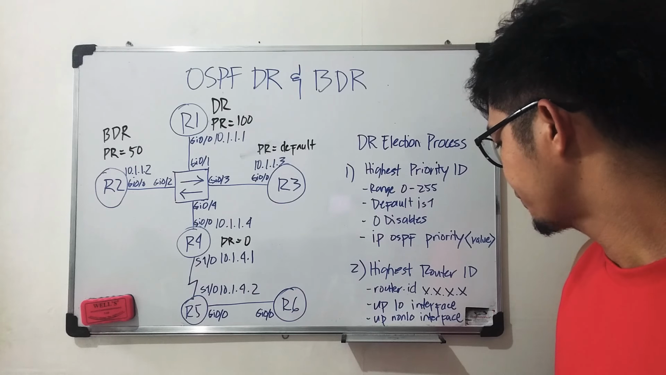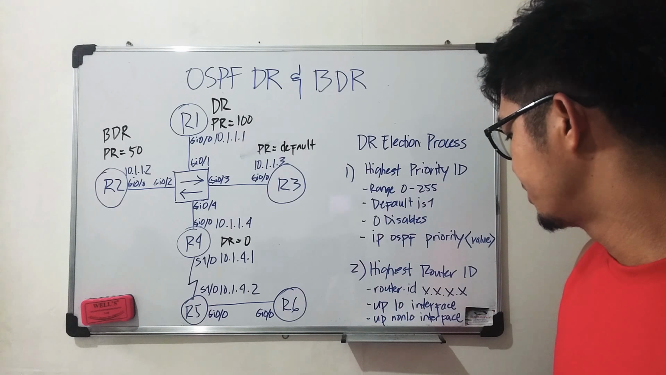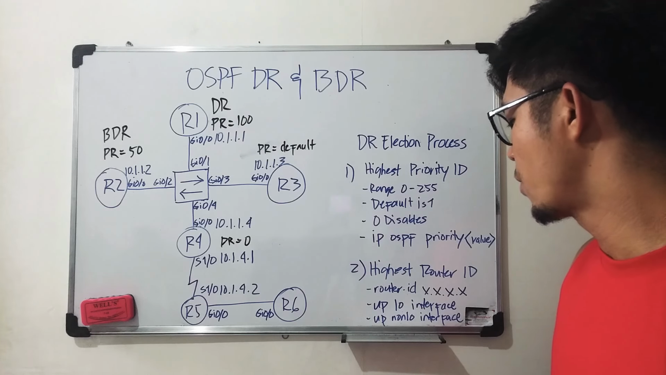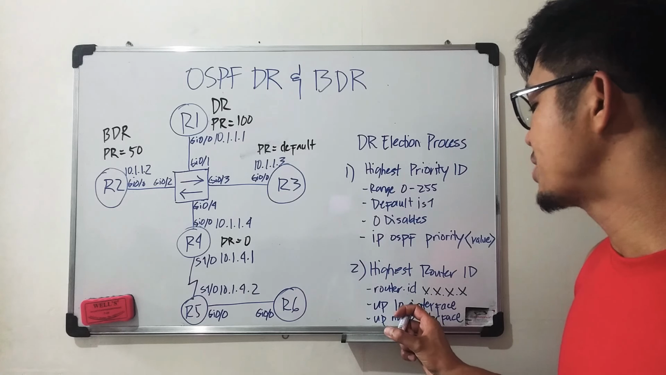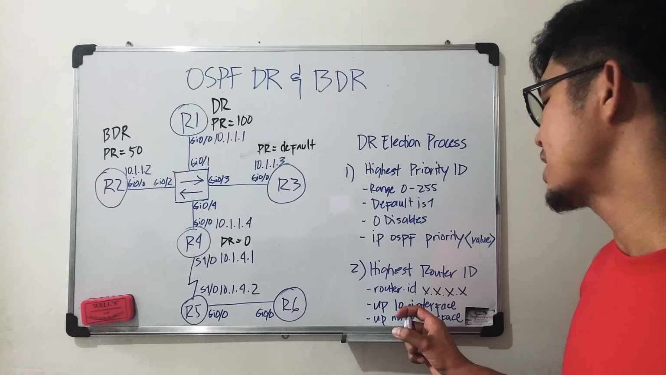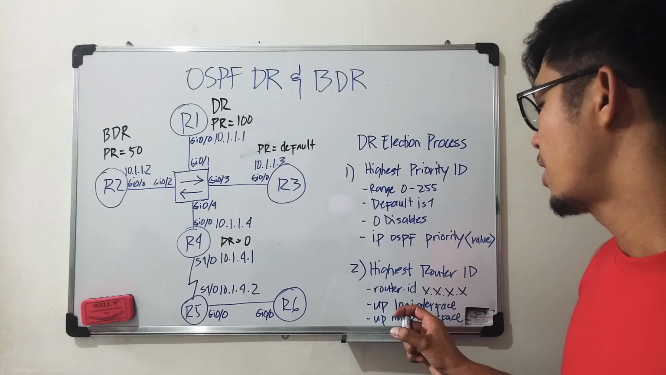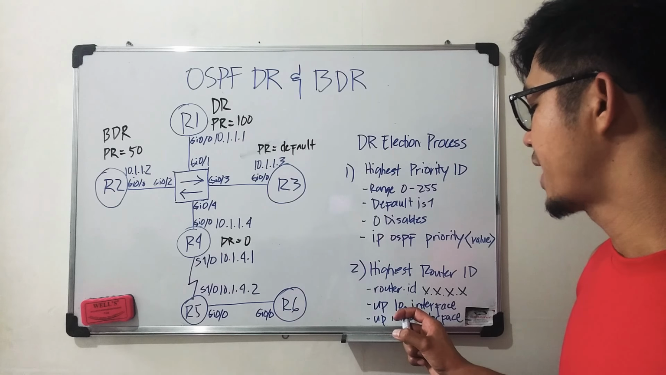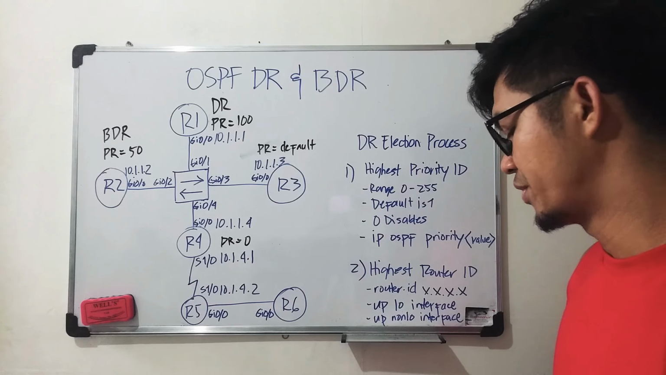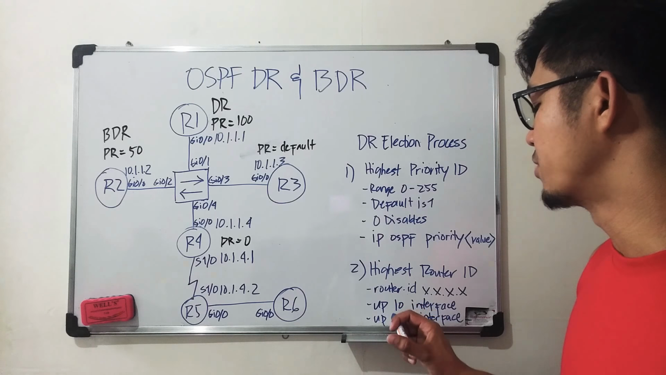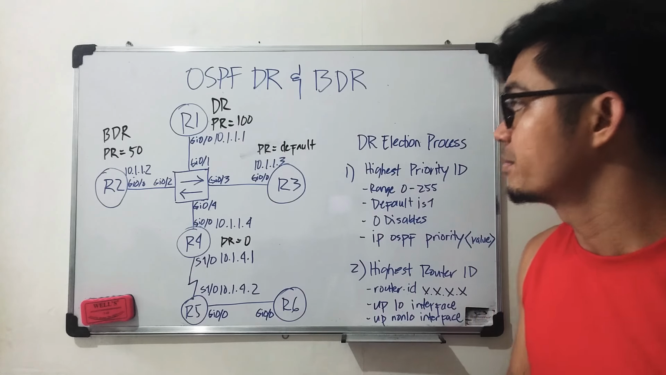So you have to take note that OSPF can use the IP address of a loopback interface, even if that loopback interface is not enabled for OSPF, or even if OSPF is not enabled on that loopback interface.